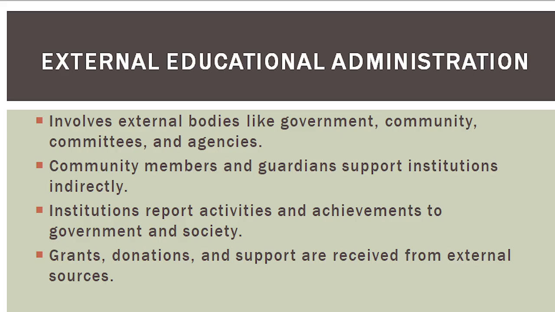Now coming to the third type, that is external educational administration. It involves external bodies like the government, the community, committees and agencies. So whenever any administration involves external bodies like the government, any community, any agency, here the community members and the guardians support the institution indirectly. They are not part of the organization, but from outside they are providing the support. That is why it is external.